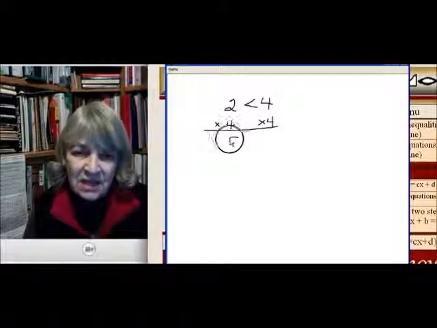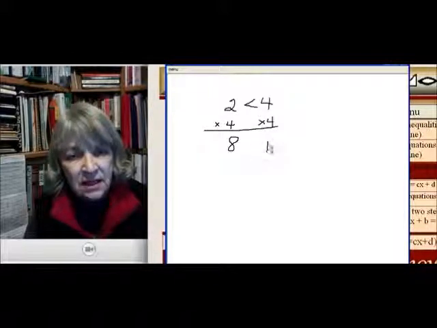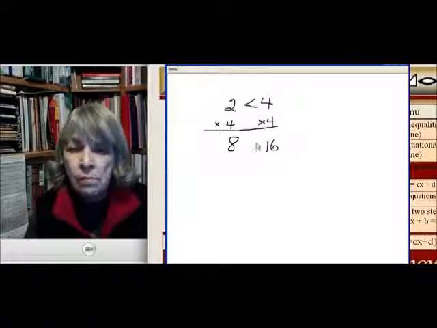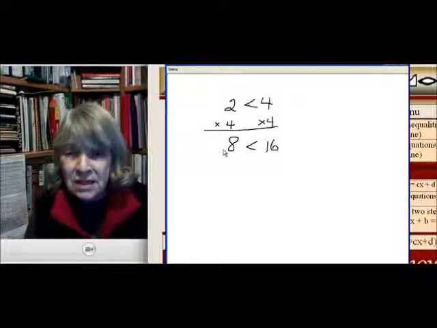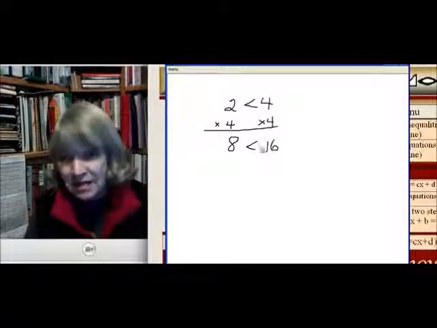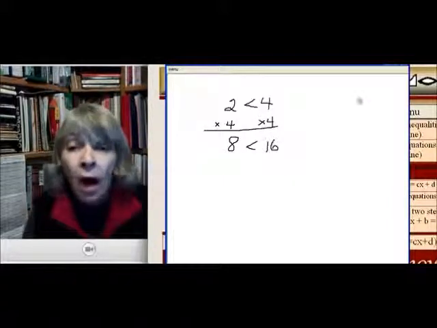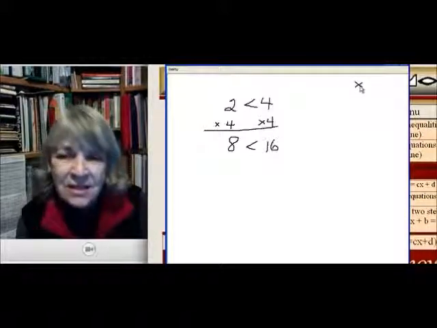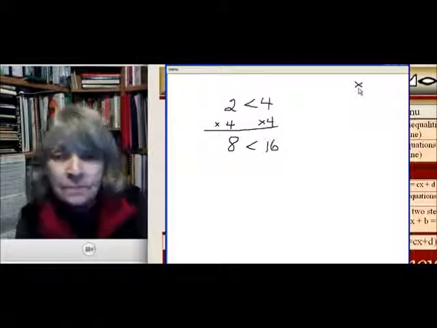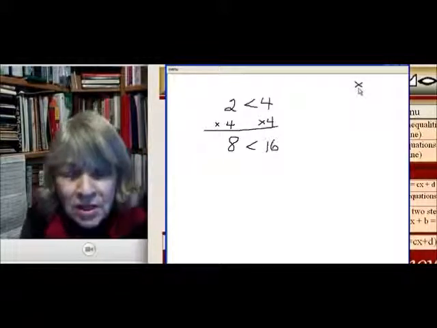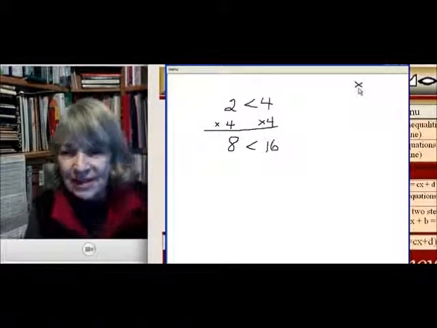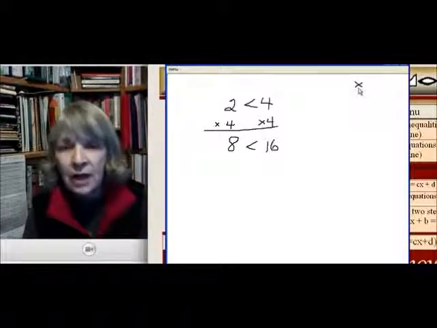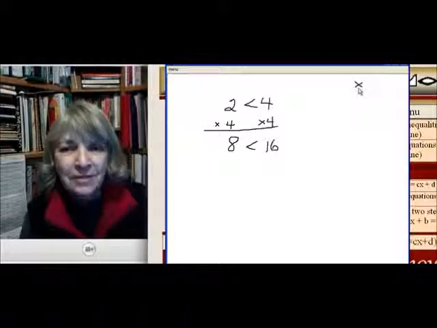We get 8 and 16. Is that true? Does that seem still right? 2 is less than 4, 8 is less than 16. Looks okay. I might jump to the conclusion that I could multiply both sides by the same thing. But watch. Here comes weirdness. Are you ready for it? You need to be paying attention. But watch out. Weirdness happens.